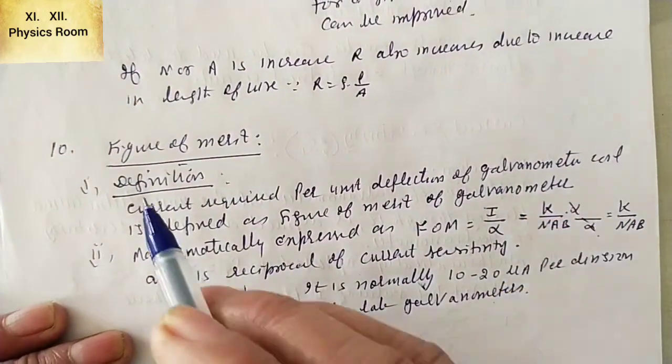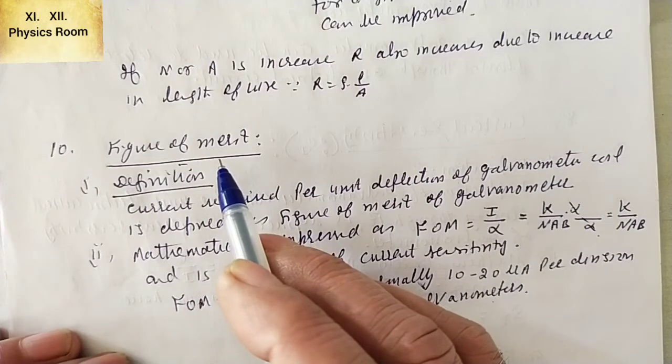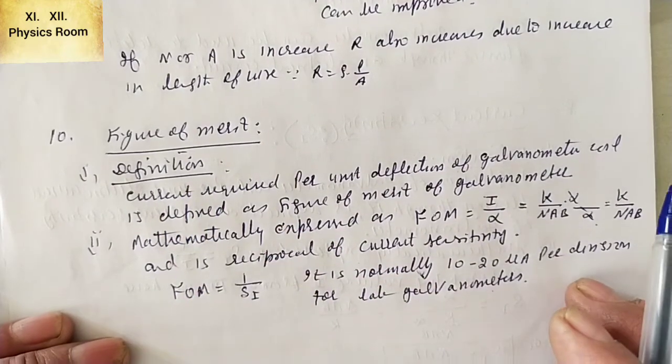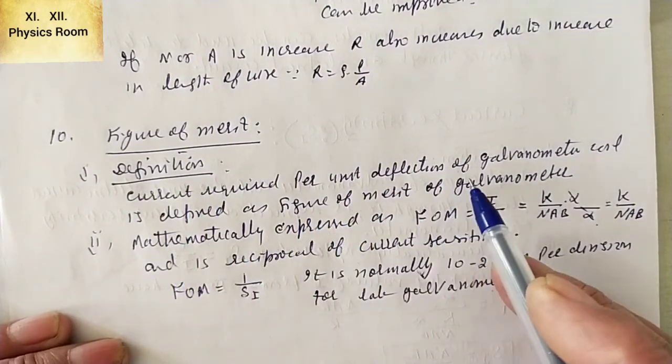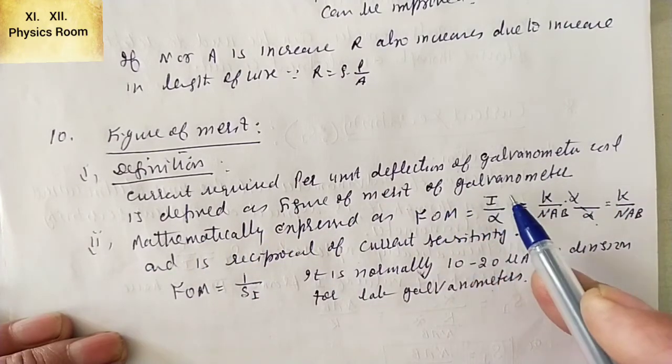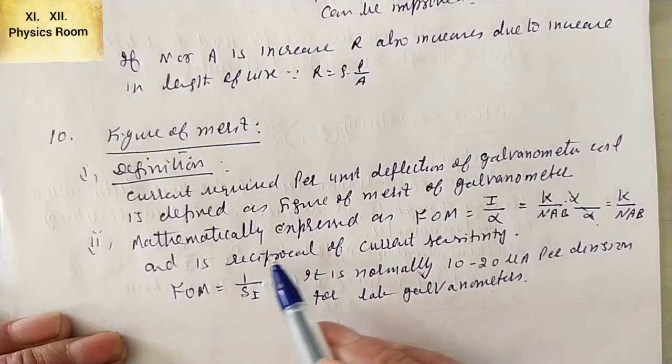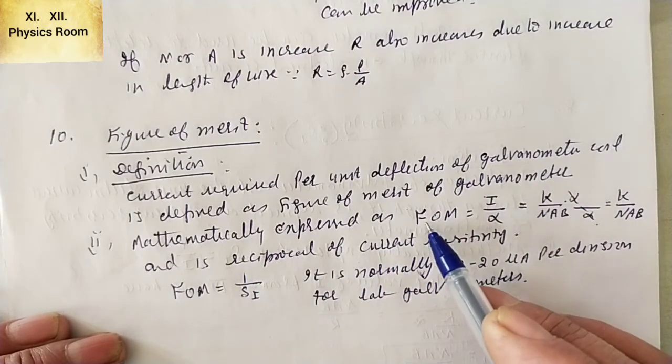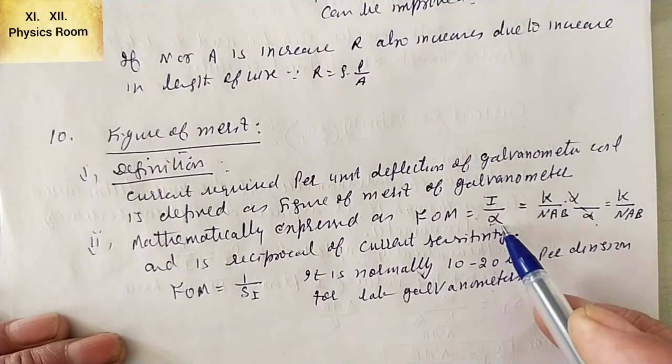The next term is figure of merit. Definition: the current required per unit deflection of the galvanometer coil is defined as the figure of merit of the galvanometer. Mathematically expressed as FOM, figure of merit, equal to I by alpha.